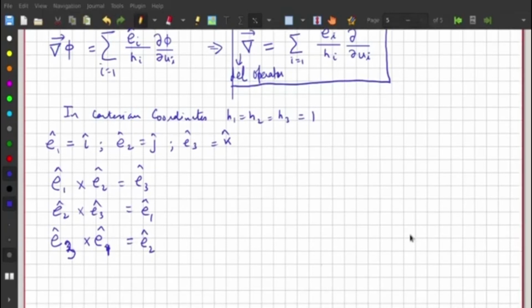Okay, so that is all about the cyclic behavior of the contravariant basis vectors. So that is for this segment. We will pick up from here in the next segment.